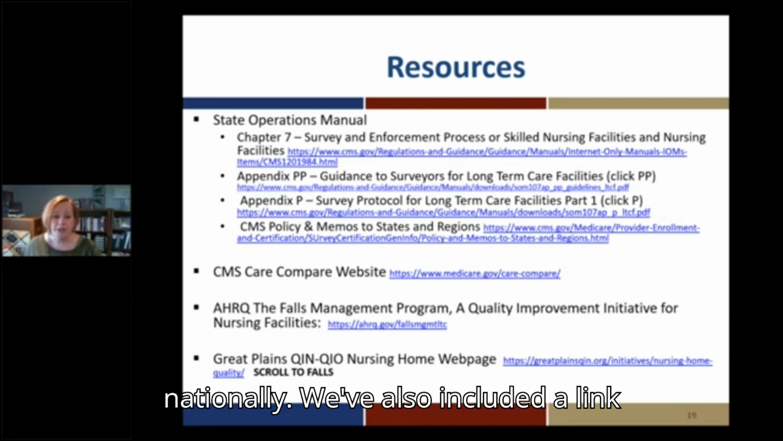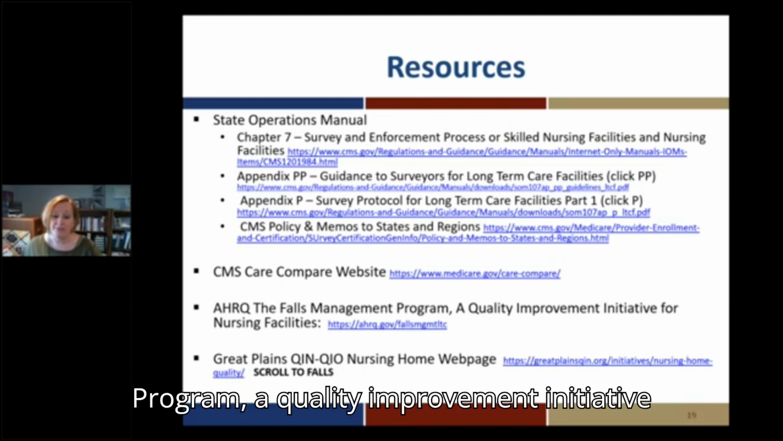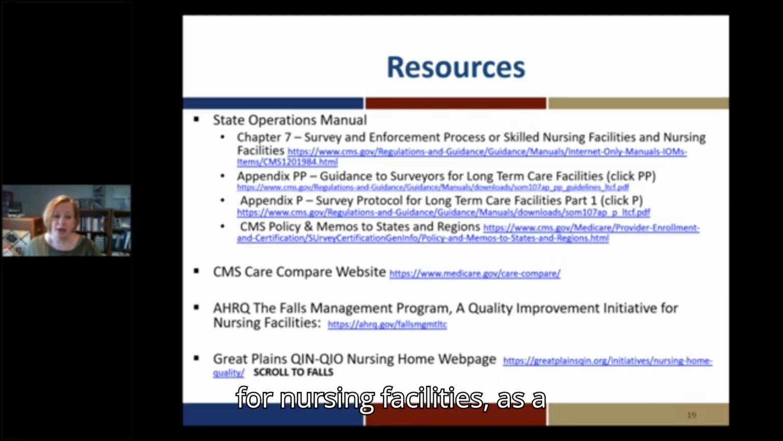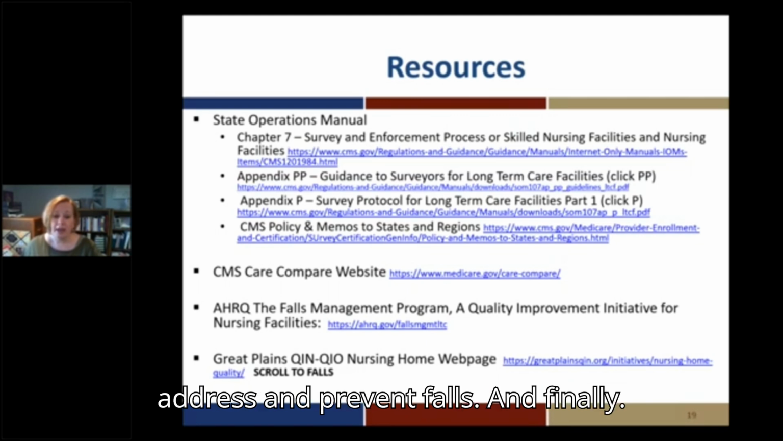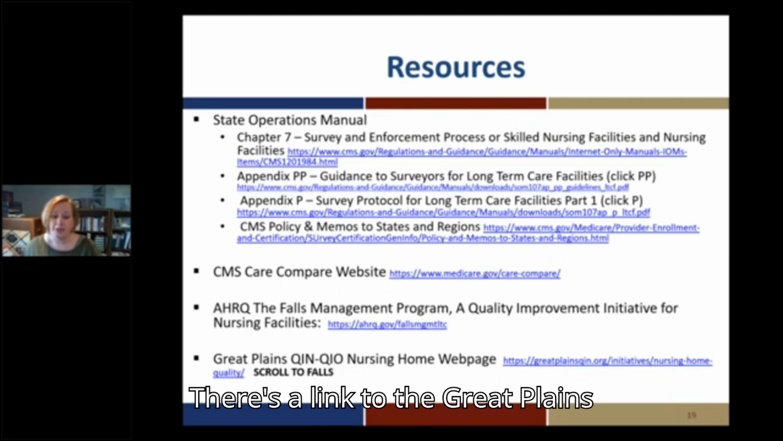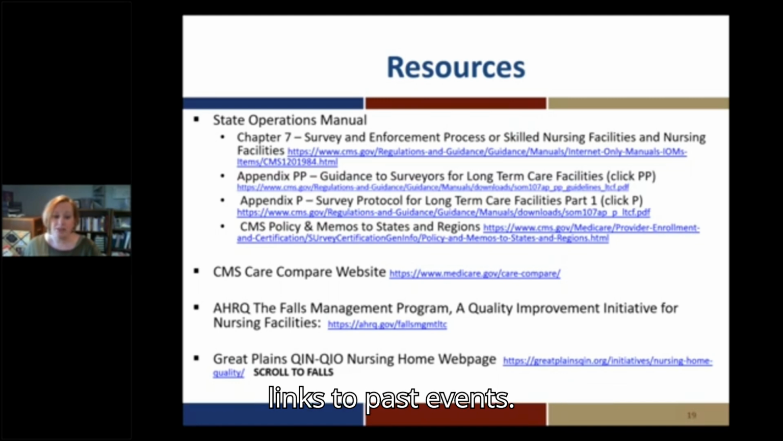We've also included a link to the AHRQ's Falls Management Program, a quality improvement initiative for nursing facilities, as a comprehensive implementation guide to address and prevent falls. And finally, there's a link to the Great Plains QIN QIO nursing home webpage, providing additional falls tools, resources, and links to past events.